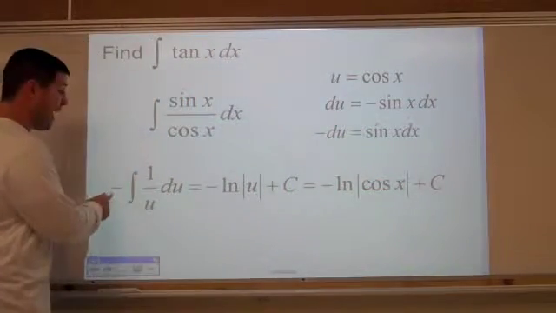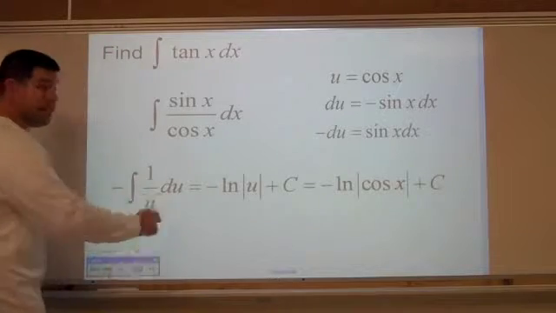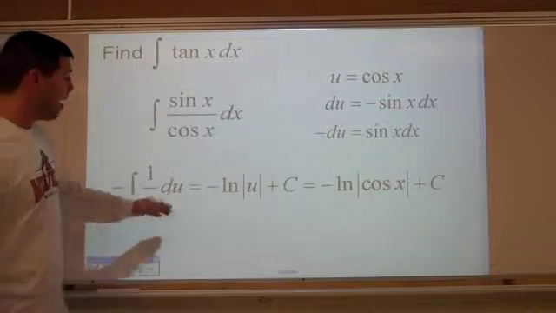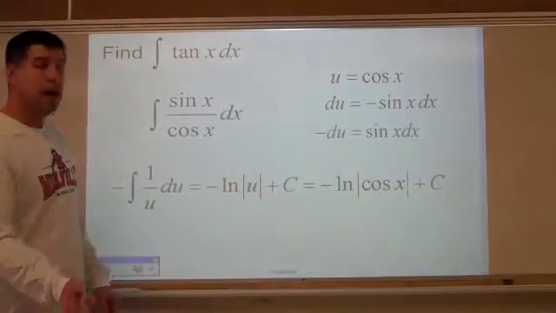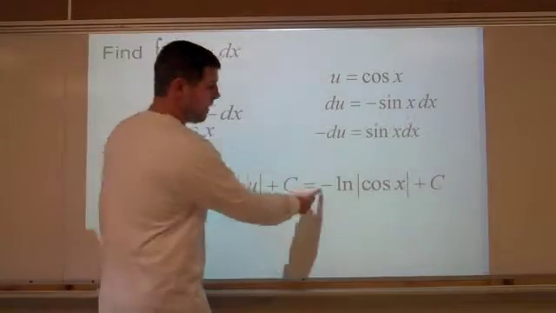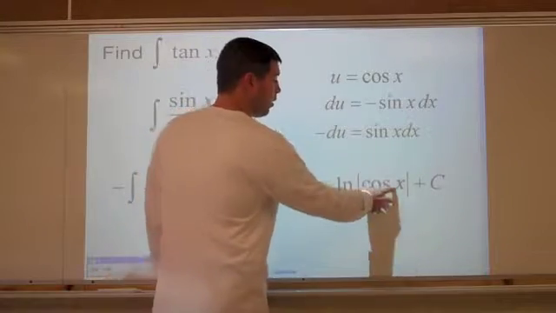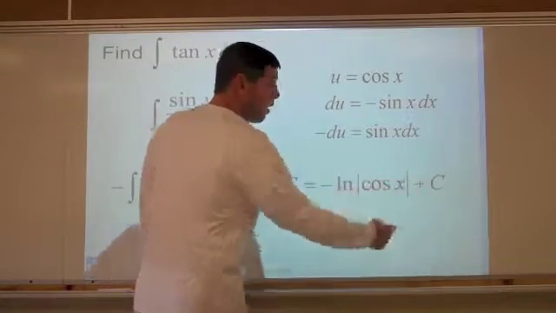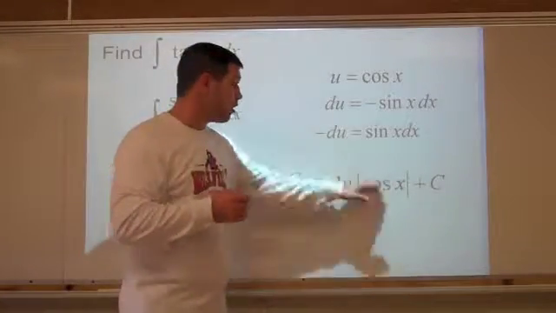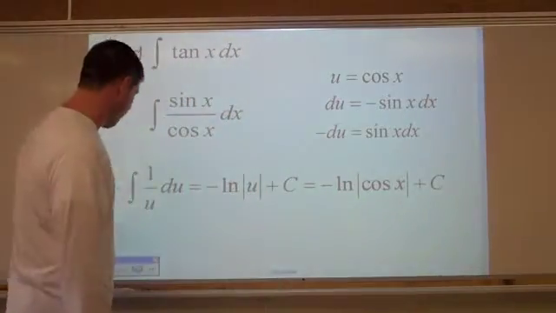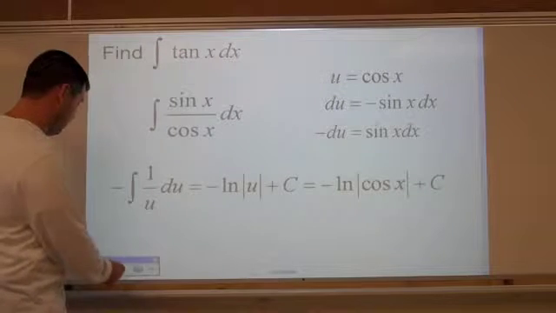You can rewrite your integral: negative 1 over u du. Integrate: negative natural log absolute value of u plus c. Back substitute: negative natural log absolute value of cosine of x plus c. Remember, cosine's a wave function, so it can be positive and negative, so we do need the absolute value signs there.